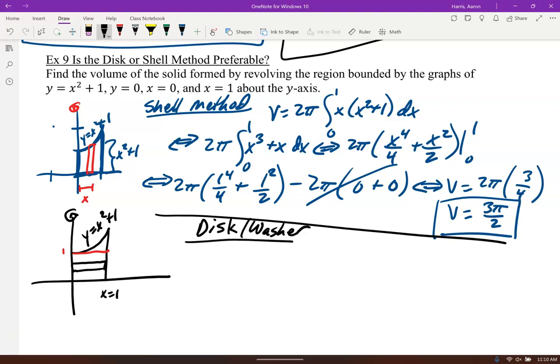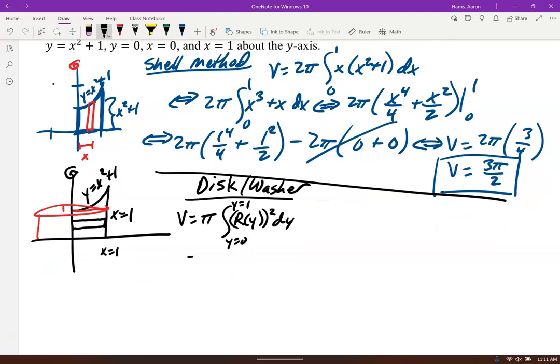I'm going to do this region just right there. That's that cylinder right there. So I'm going to do that part first. Volume is pi integration of r of y squared dy from y being 0 up until that y value of 1. And what is the radius of that cylinder there? That'll just be 1, right? This is x being 1. So that's part of it.